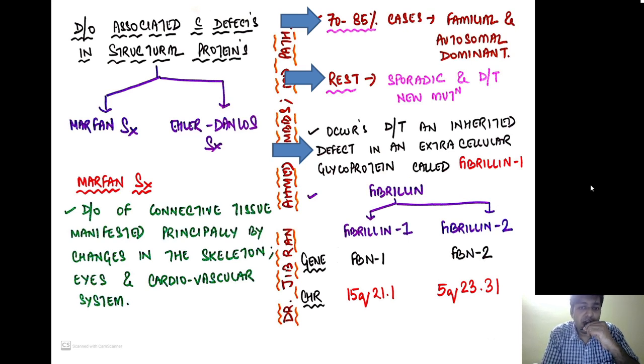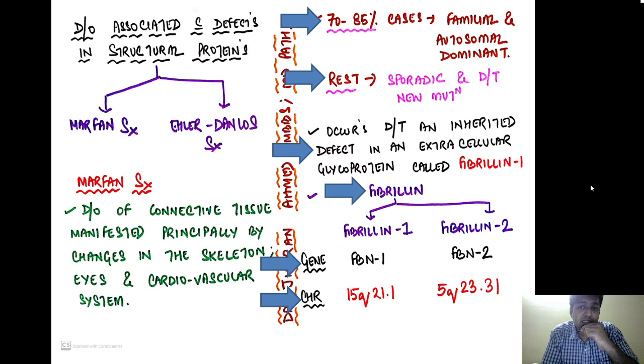Just to give you a fair bit of an idea, there are two types of fibrillin protein. One is fibrillin 1, another is fibrillin 2. Fibrillin 1 is encoded by the FBN1 gene, whereas fibrillin 2 is encoded by the FBN2 gene, and FBN1 is present at 15q21.1 and FBN2 is present at 5q23.31.